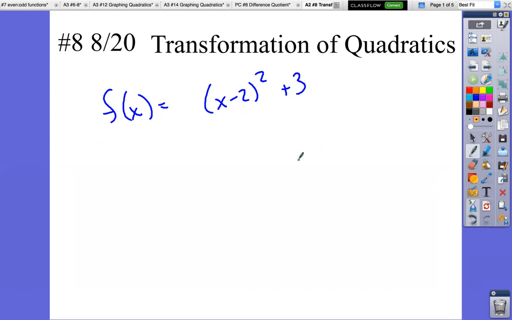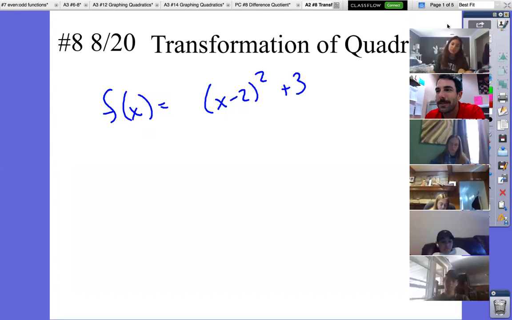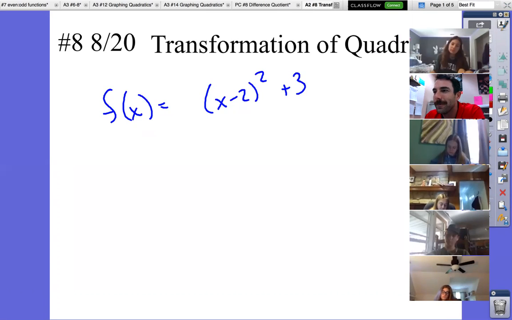So by the way, how has this been transformed? Can anybody tell me or just take a guess how this has been transformed? I'm gonna have to start calling on some people. Lucy, how has this been transformed, do you think? Up, down, left, or right, or what? I don't remember. Teresa, do you remember?